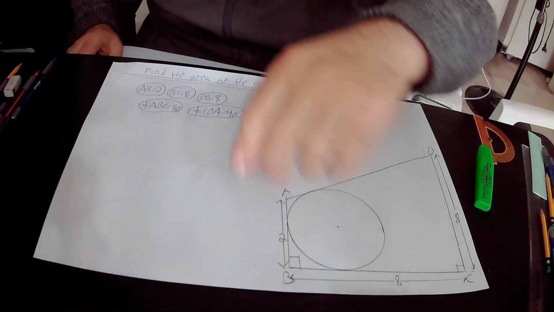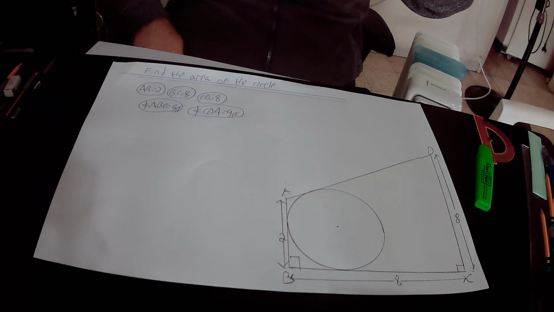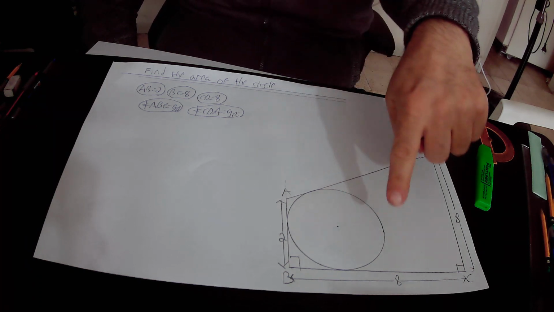And now in this lecture we find out the area of a circle. In the drawing we have quadrilateral ABCD. Inside this quadrilateral we have a circle.